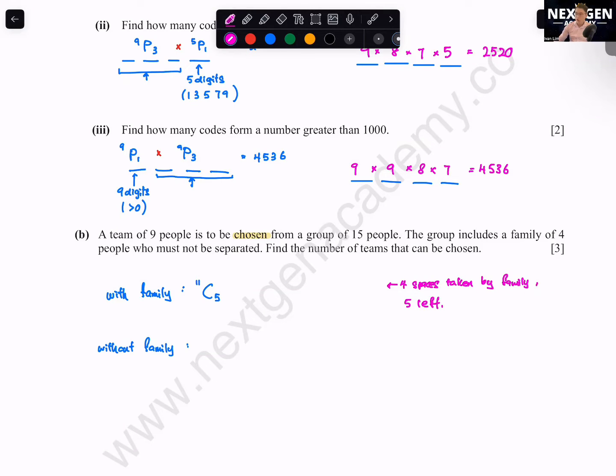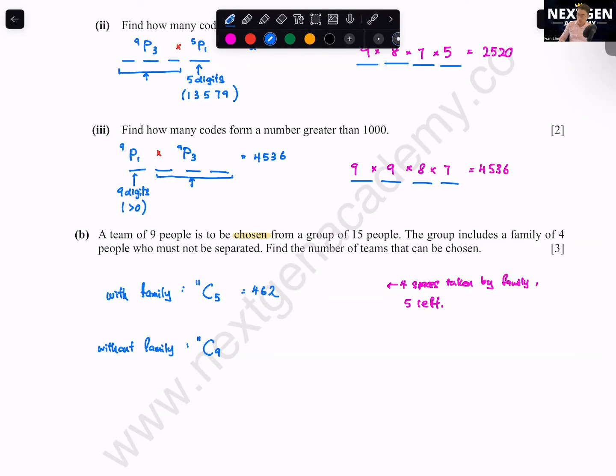Then without the family, you have 9 to fill up, right? But I don't want to include the 4 family members, I want to exclude them. So what will be the calculation for this? Out of 11 people, but I can fill up 9 spaces.